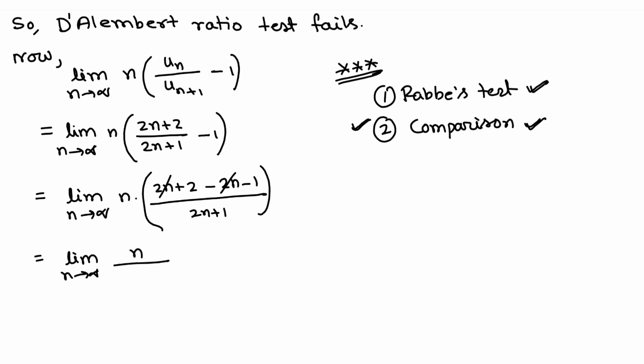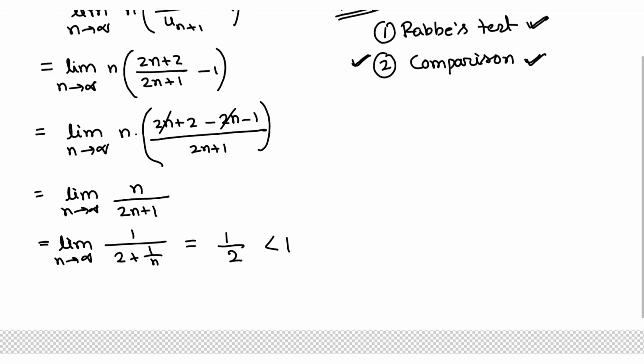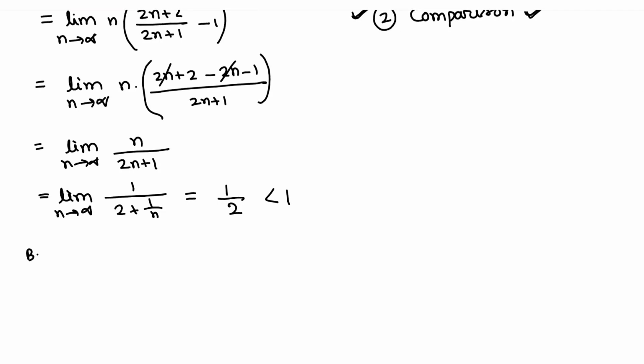So this will be n by 2n plus 1. If I divide by n, limit n tends to infinity 1 by 2 plus 1 by n. The 1 by n is 0. You are getting the answer half. And half is less than 1. Yes or no? Half is less than 1. And by Raabe's test, the series is divergent.